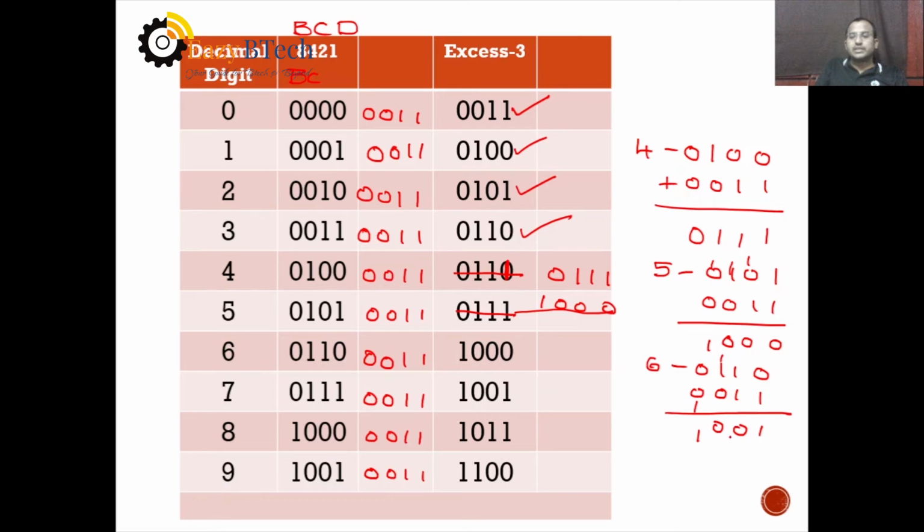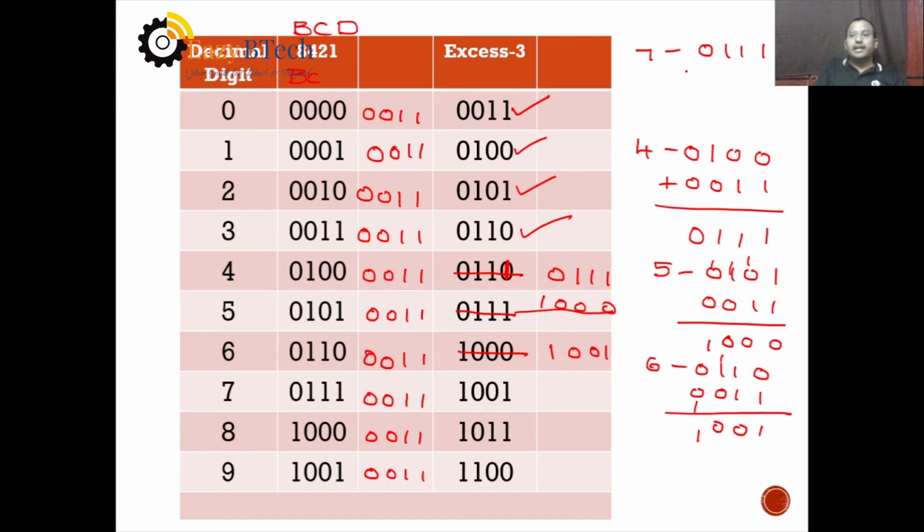So 1, 0, 0, 1. There was a mistake while copying. The corresponding representation for 6 in XS3 code is 1, 0, 0, 1. Next, for 7, the representation in BCD is 0, 1, 1, 1.